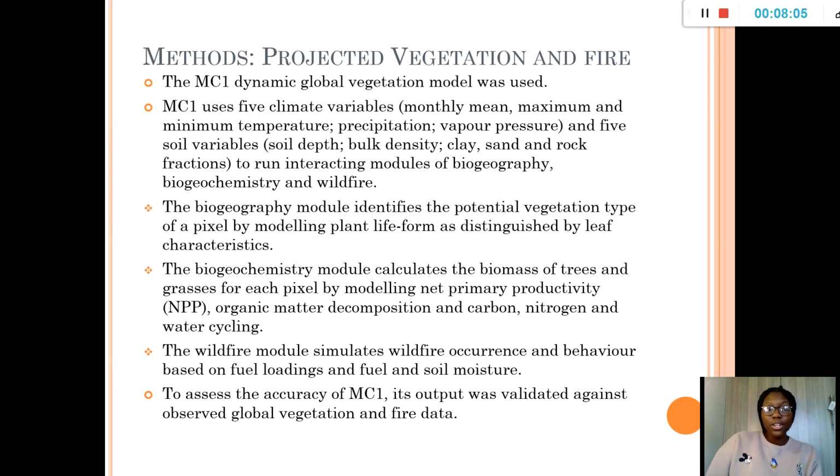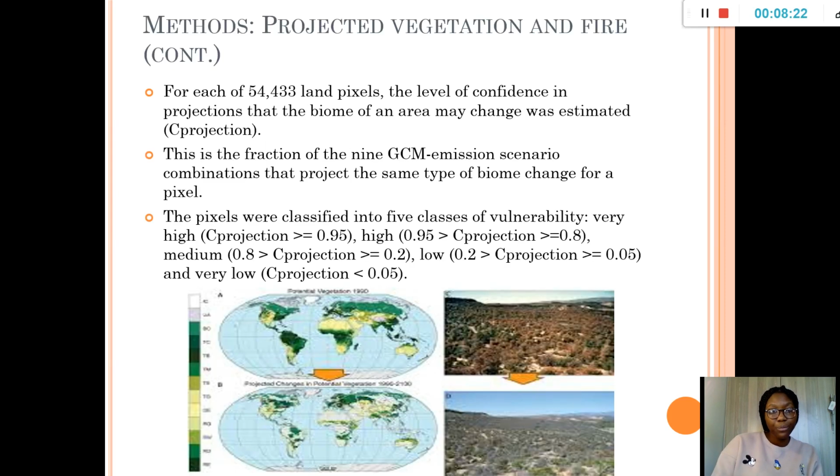To assess the accuracy of MC1, its output was validated against observed global vegetation and fire data. Here, areas of forest and non-forest modeled by MC1 dynamic global vegetation were compared to those derived from remotely sensed data. For each of 54,433 land pixels, the level of confidence in projections that the biome of an area may change was estimated. So the pixels were further classified into 5 classes of vulnerability based on the level of confidence in projections.